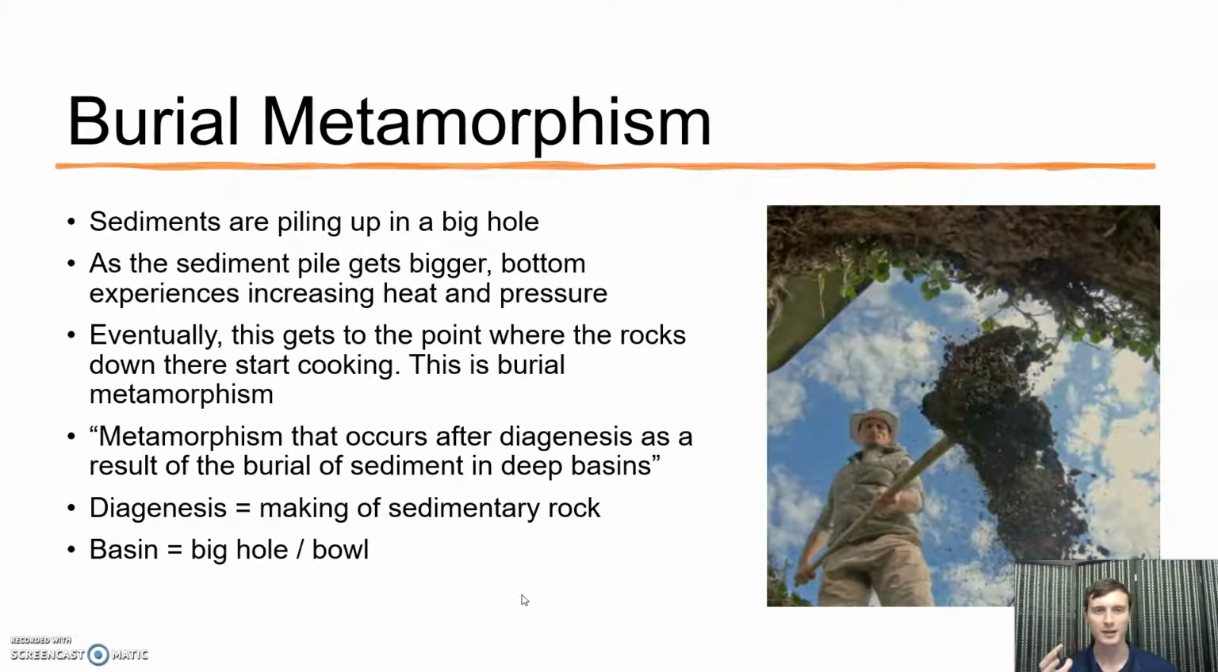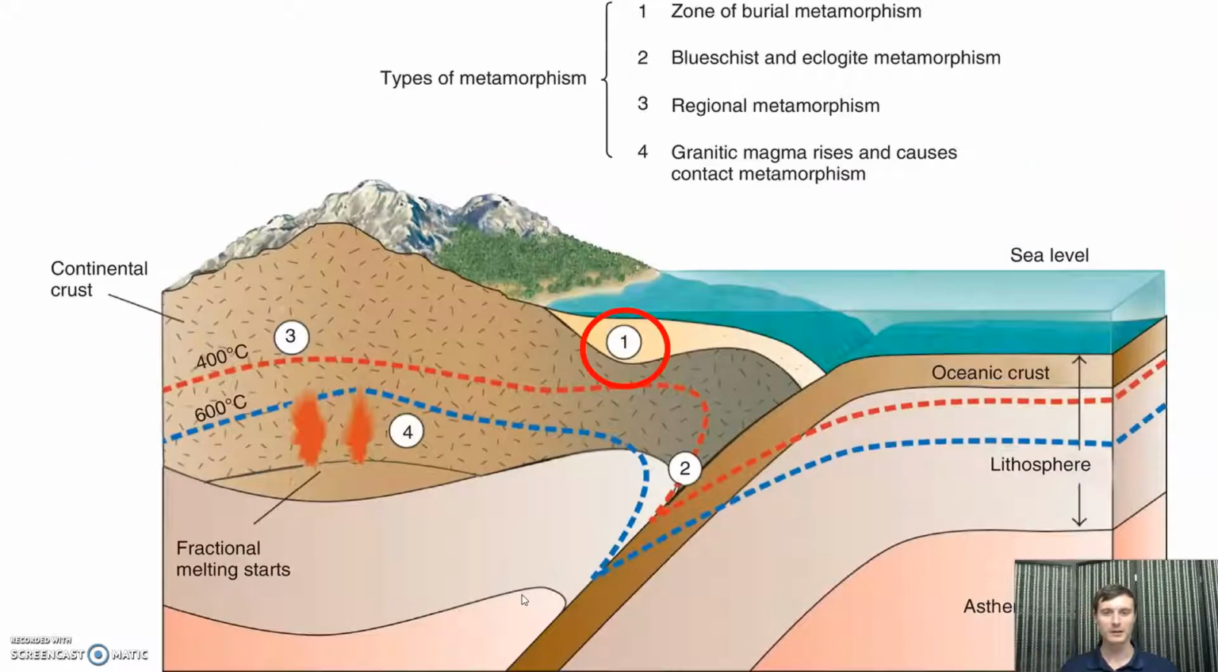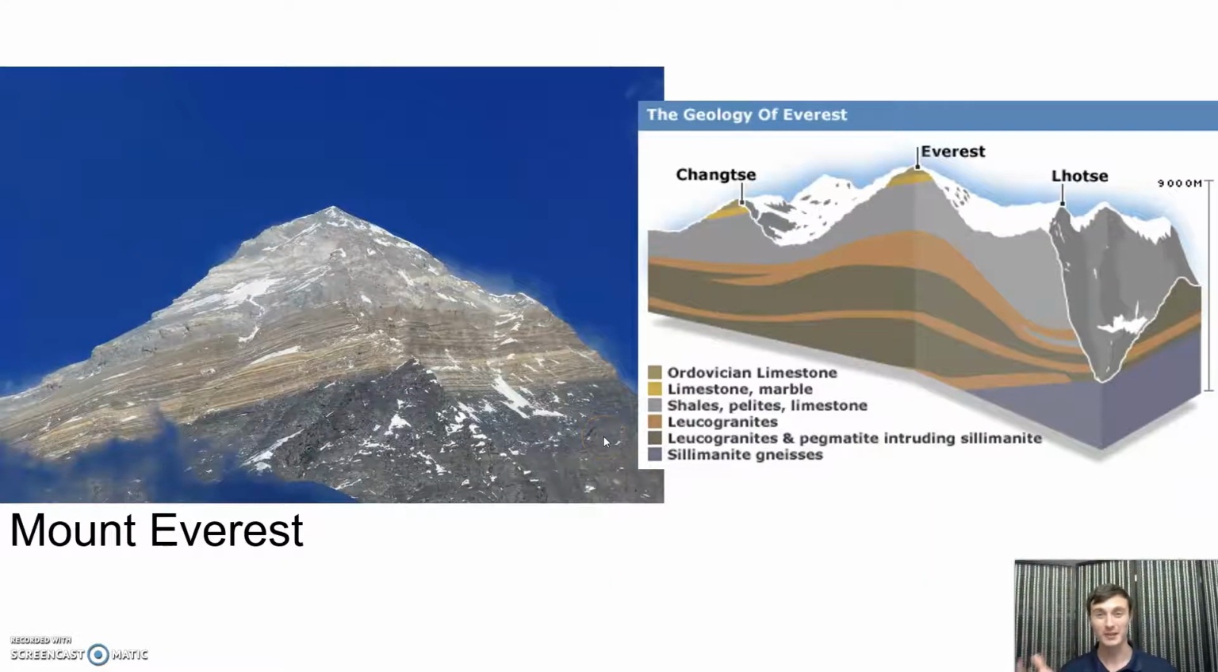A basin being kind of a big hole in an entire region of the Earth, a big bowl on Earth's surface. So here is maybe where a bowl was before, and slowly, right off the coast of the continent, it is filling with sediments to where the ones at the bottom get hot enough to start to cook. We have burial metamorphism.